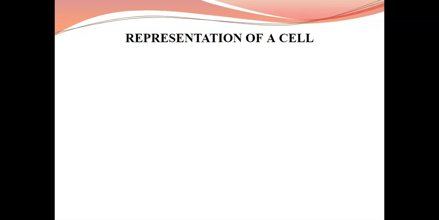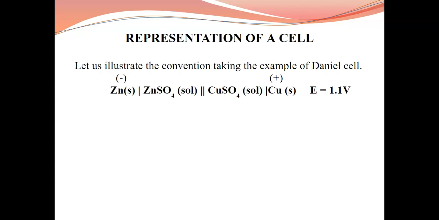So for representation of a cell, this is how we can represent it. Now considering the Daniell cell, we start with the anode on the left hand side. So zinc metal, which is in solid state, is dipped in a solution of zinc sulfate. In this bracket, you can also write down its concentration. And we have also denoted the sign on the electrode. So zinc is an anode. It is acting as a negatively charged electrode, since we are talking about an electrochemical cell.